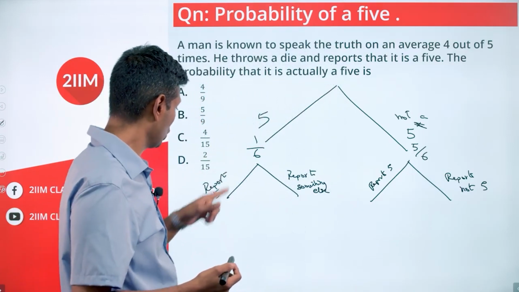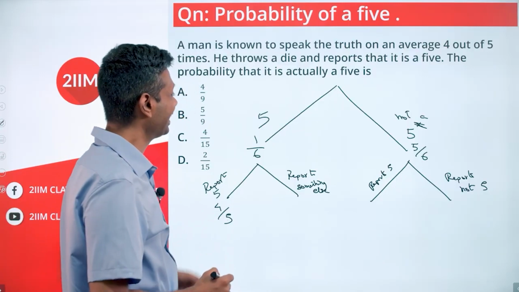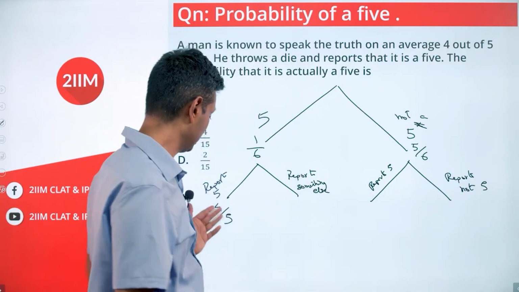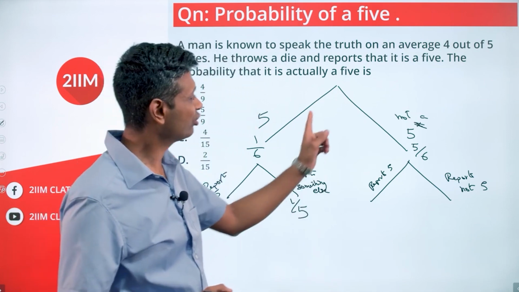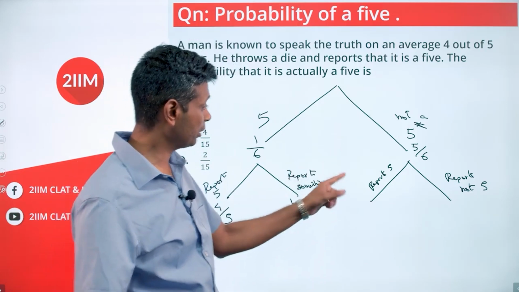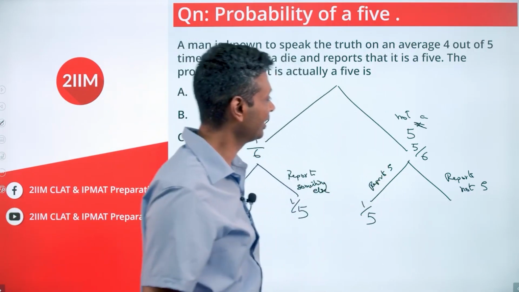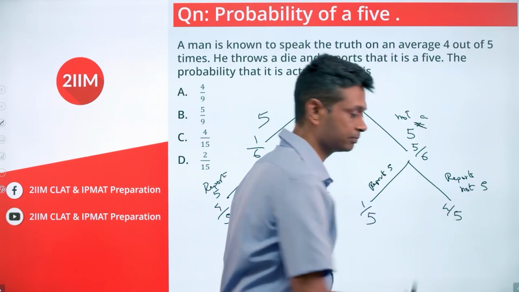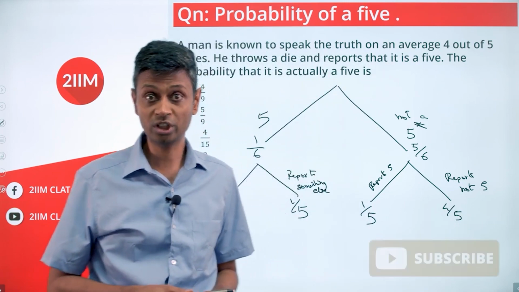It is a 5. What is the probability he reports a 5? 4 by 5. Given it's a 5, what is the probability he reports something else, does not report it's a 5? This should be 1 by 5. It's not a 5. The probability that he reports 5 means he's lying, not speaking the truth. 1 by 5. It's not a 5. He reports not 5. 4 by 5. Fine. So this is the structure that you'll have to use for these questions.